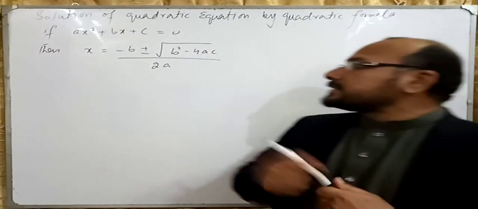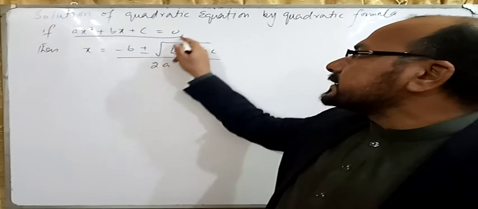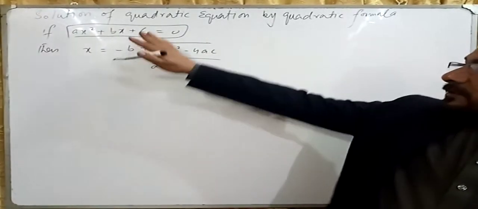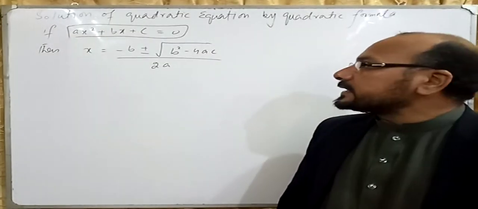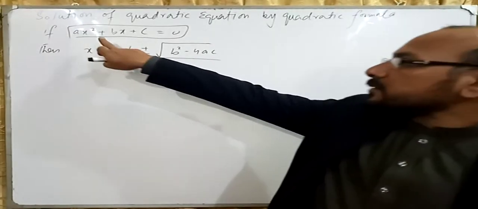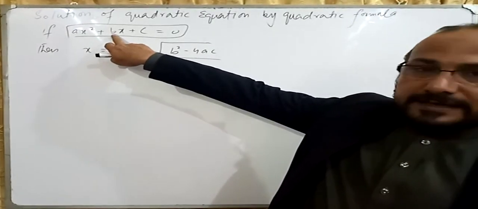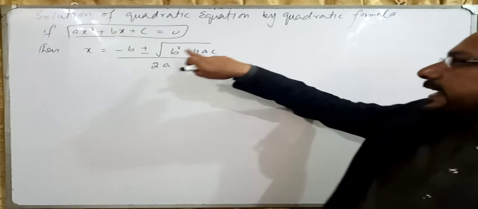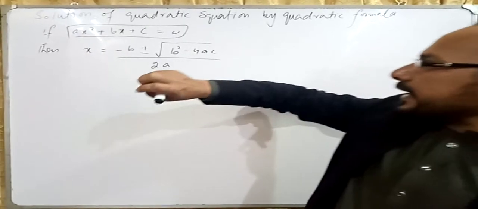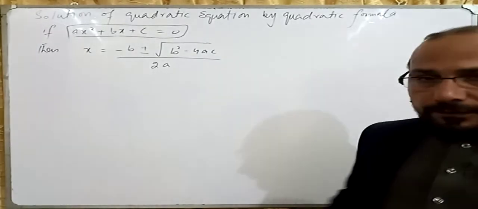If the standard form is given like this, ax square plus bx plus c is equal to 0, this is the standard form of the quadratic equation. So we can find the solution set by using this formula. What is b? B is basically the coefficient of x. What is a? A is the coefficient of x square and c is the constant. Coefficient means zari.